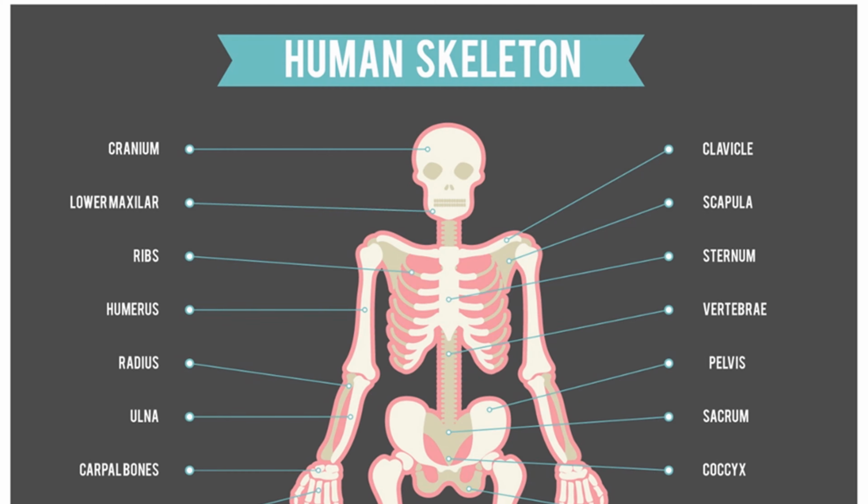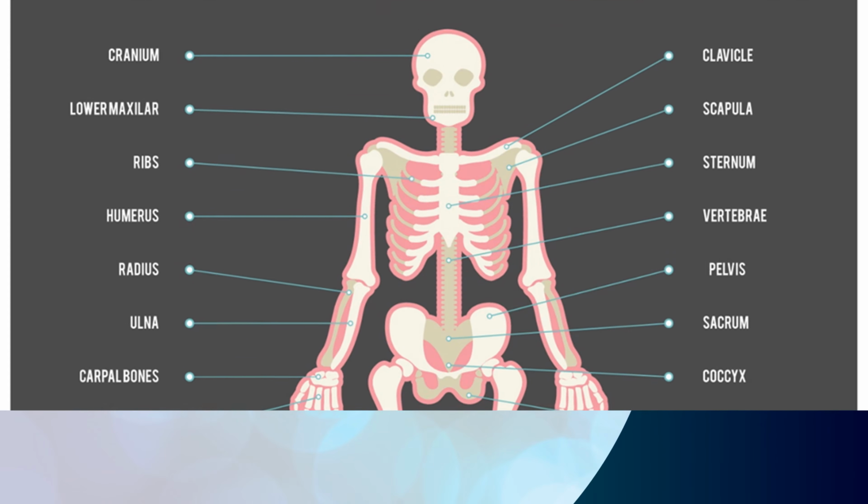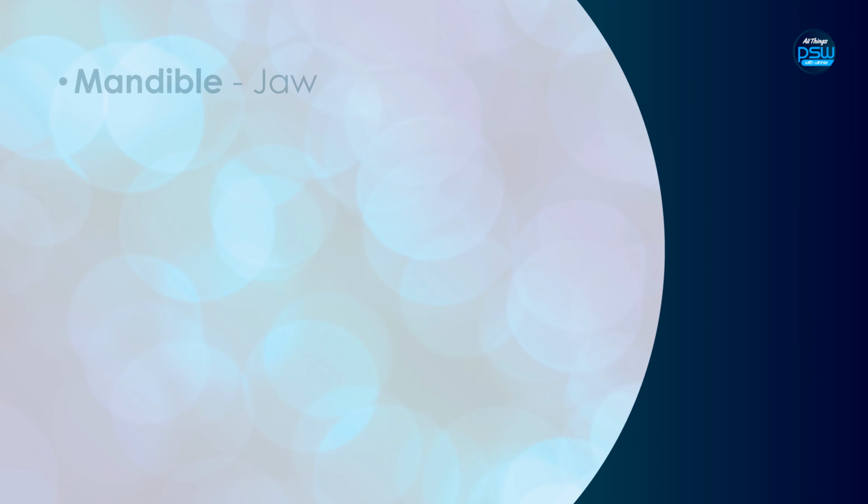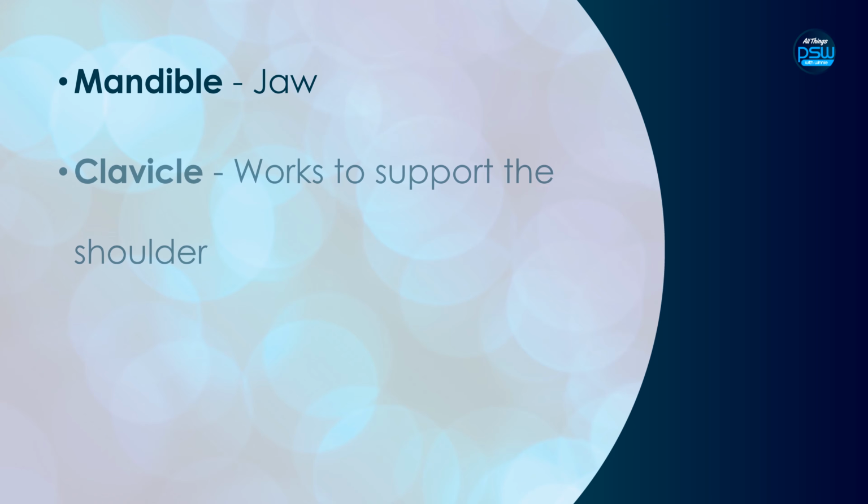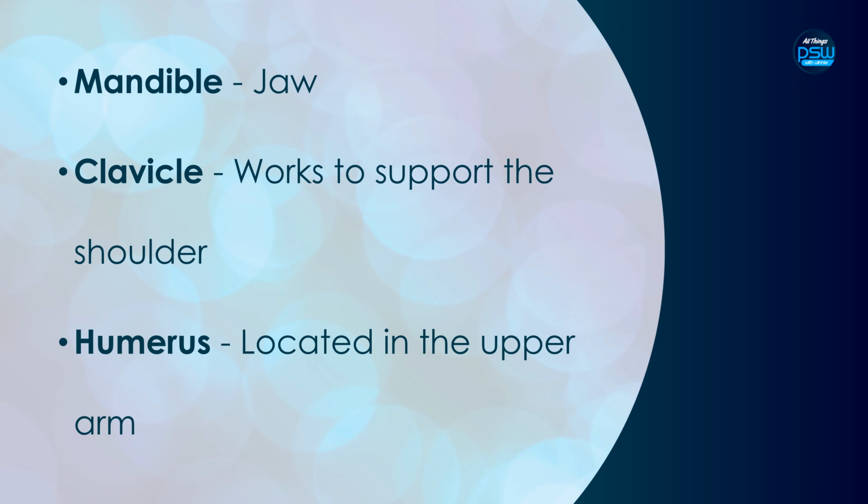So the first thing to note is that it's important to know these terms because when you're working in any environment, you are going to really need to understand these terms so that you're not asking the nurse or the physician, like, hey, what do you mean? What did you say? So you need to really know these terms. So the first thing that we're going to go through is the mandible. This is the jaw. The clavicle, if you look at it, that's the one that works to support the shoulder. The humerus is that long bone that's in the upper arm.